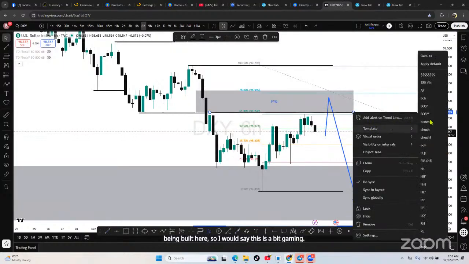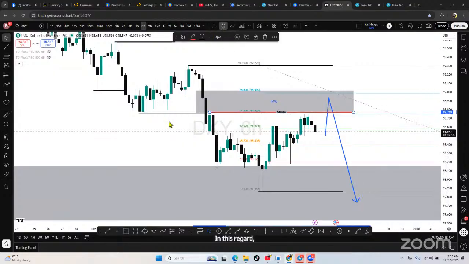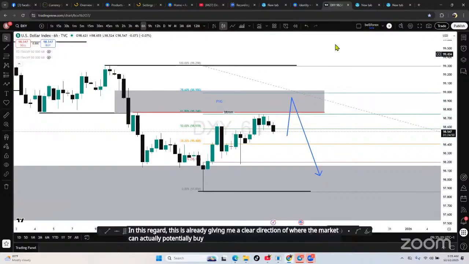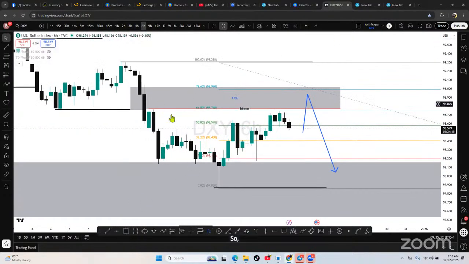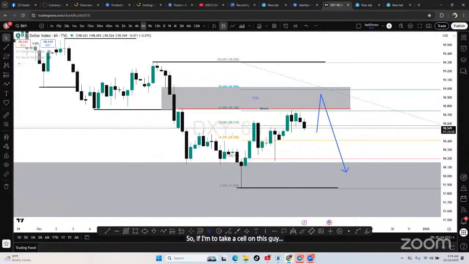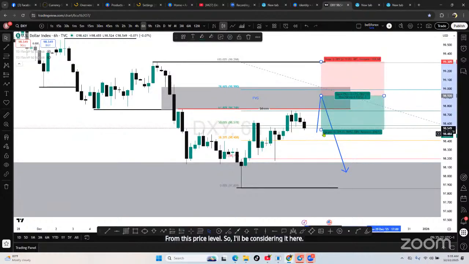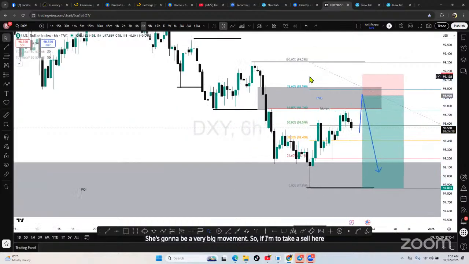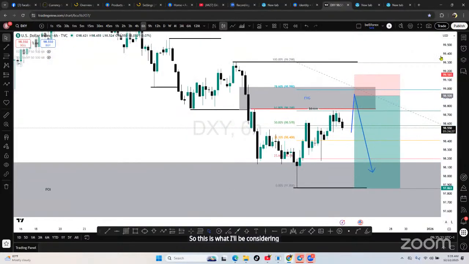In this regard, this is already giving me a clear direction of where the market can potentially buy to before it sells. So if I'm to take a sell on this, then I'll be considering doing it a little bit up from this price level. So I'll be considering it here, and it's going to be a very big movement. So if I'm to take a sell here, this is what I'll be considering for the DXY.